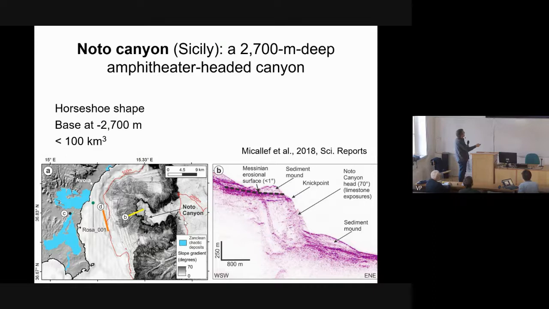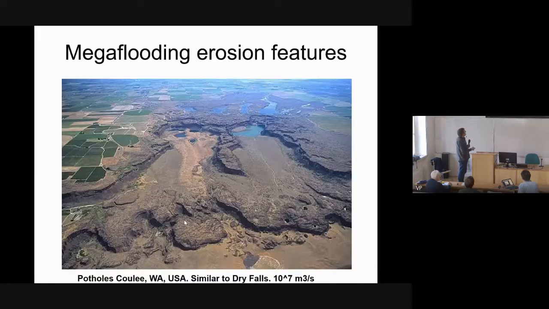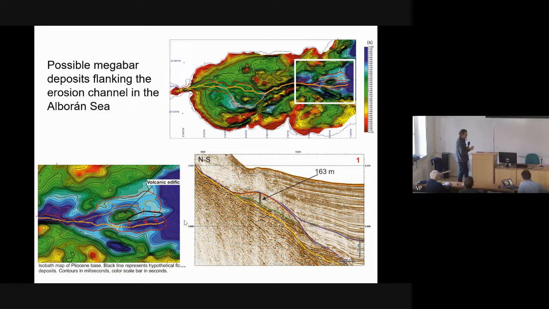So this doesn't look like something that can be created subaerially normally. It needs special conditions. And it reminds me very much of features like this one belonging to the Missoula floods in Washington state in the USA. So it's a typical feature of mega flooding, this horseshoe erosion and retreat of erosion during flows of very high discharge. In the case of the Missoula flood, we are talking of 10 million cubic meters per second to form those features that I just showed.